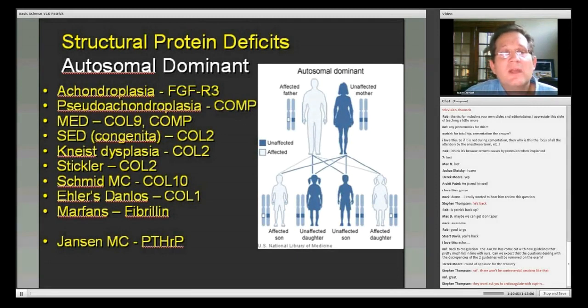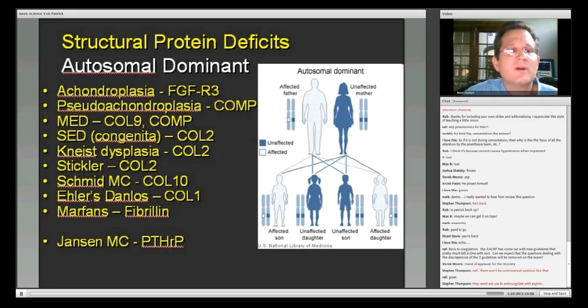In orthopedics, the ones that are autosomal dominant usually have to do with structural protein deficits. So if you see a question and you know the disease and you know it's a structural protein deficit, think autosomal dominant. The picture on the right shows you what dominant means. The dad's affected, and 2 out of the 4 kids are affected. So there's a high likelihood of the kids getting it.